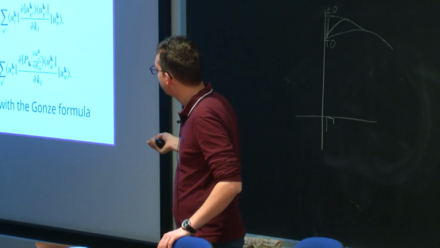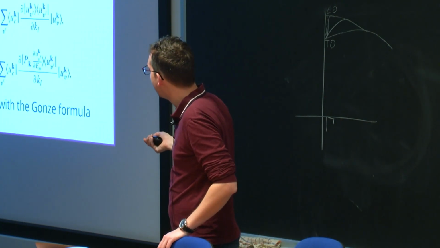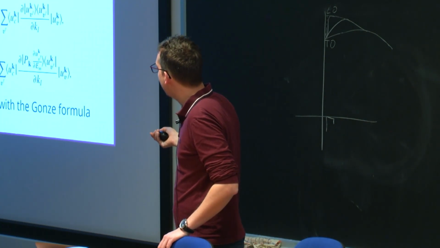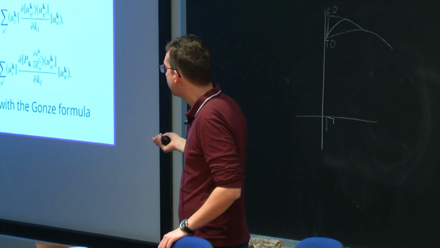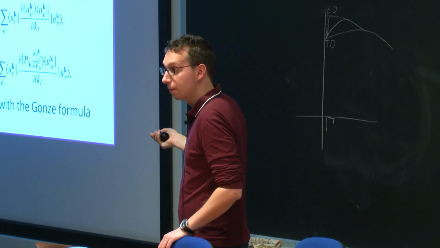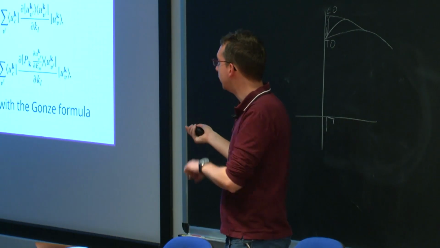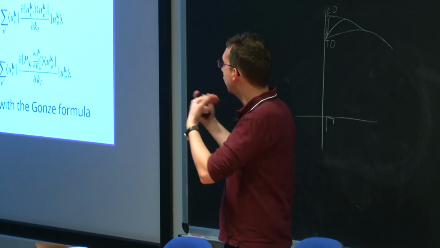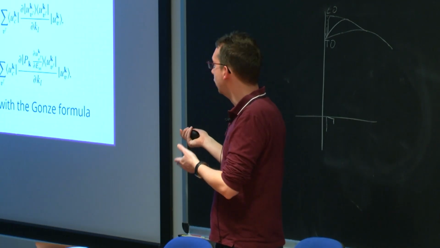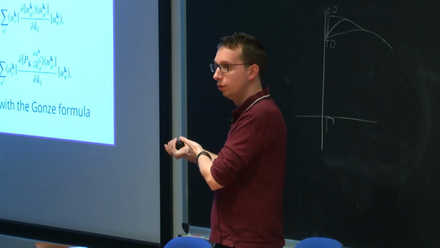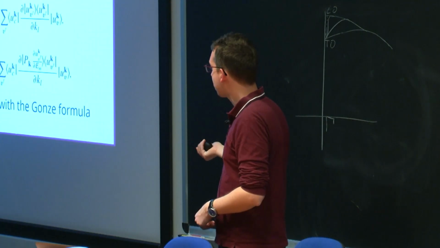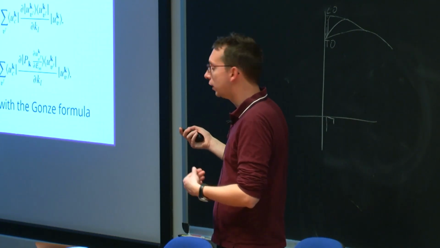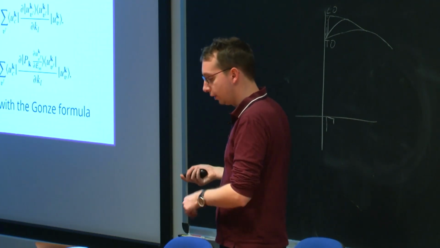there is something that comes out, which is the derivative of the wave function with respect to the wave vector. We saw this in the formula of Gonze for the electric constant. So actually, when you're going to compute the Raman tensor, you get this term for free, and so you can compute the electric constant with the Gonze expression for free.